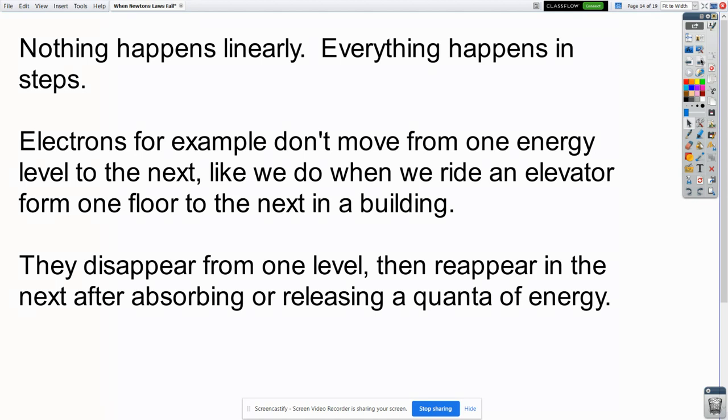And to get from the third to the fourth, it has to absorb a quanta of energy. As soon as it absorbs a quanta of energy, it just disappears from the third level and reappears in the fourth one, with no perceived motion between the two. To get back down to the third level again, it would have to release that quanta of energy.